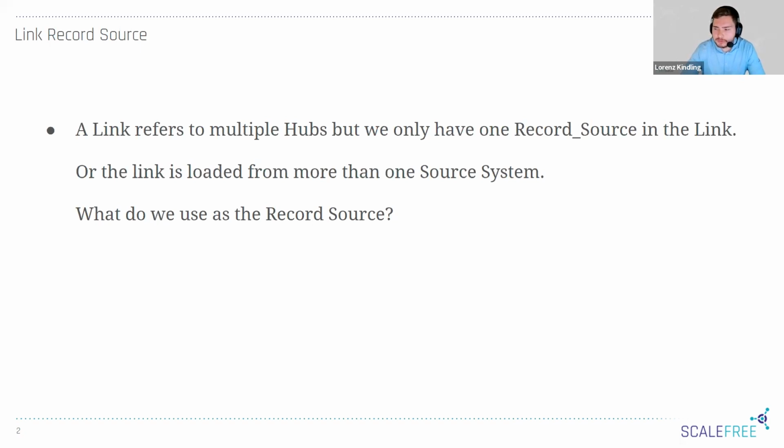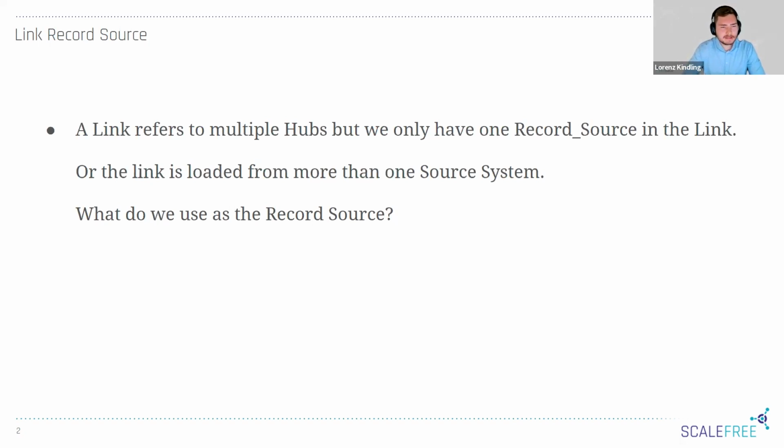But what do we do? In general, in the hub, the record source comes from the source system that first provides the business key. So let's suppose you have a SAP system and, I don't know, a CRM system, and you get the customer first from the SAP system with this business key, then this would be your record source in the hub. So it's always the source system that first delivers the business key in the hub.